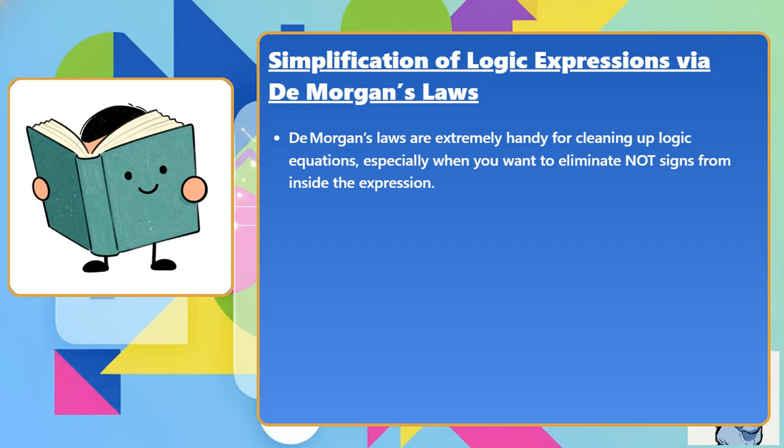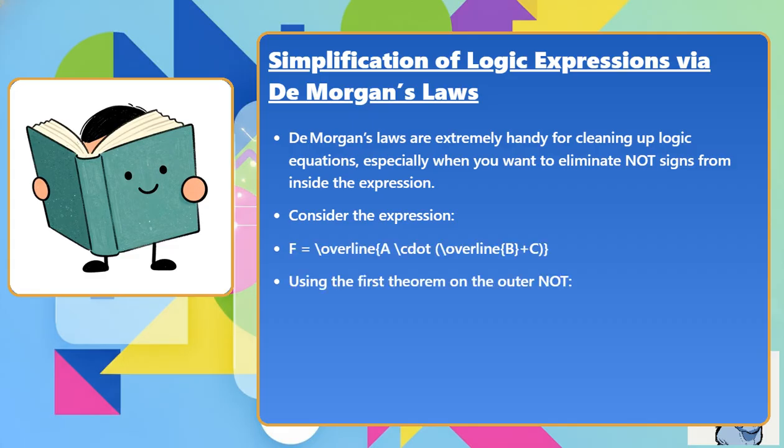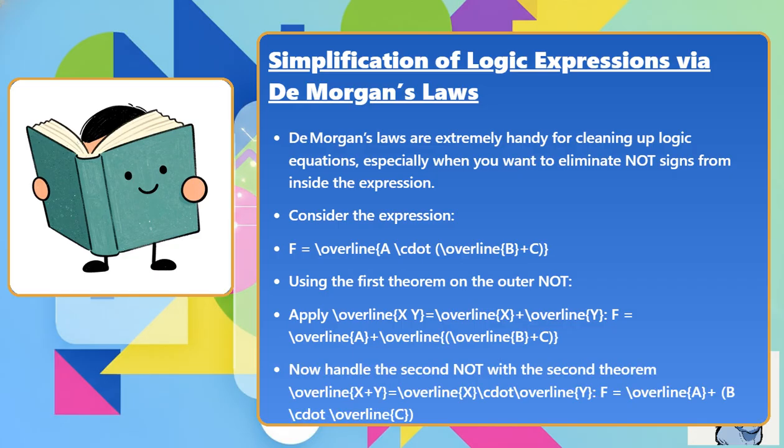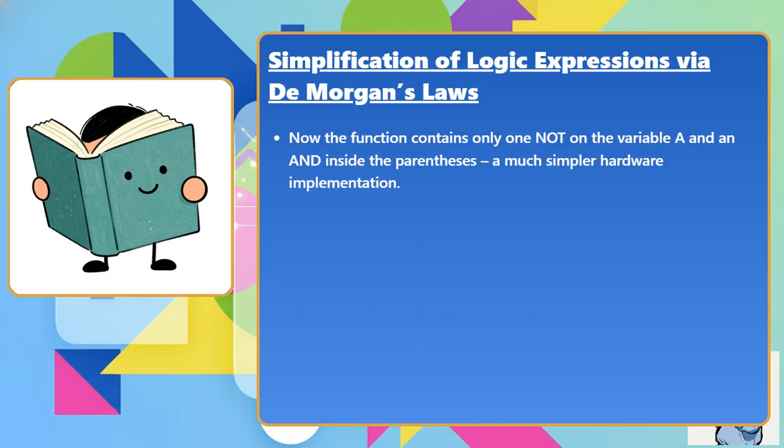De Morgan's laws are extremely handy for cleaning up logic equations, especially when you want to eliminate NOT signs from inside the expression. Consider the expression f equals not of (a and not b plus c). Using the first theorem on the outer not: not xy equals not x plus not y, f equals not a plus not of (not b plus c). Now handle the second not with the second theorem: not (x plus y) equals not x and not y, f equals not a plus b and not c. Now the function contains only one not on the variable a and an AND inside the parentheses. A much simpler hardware implementation.